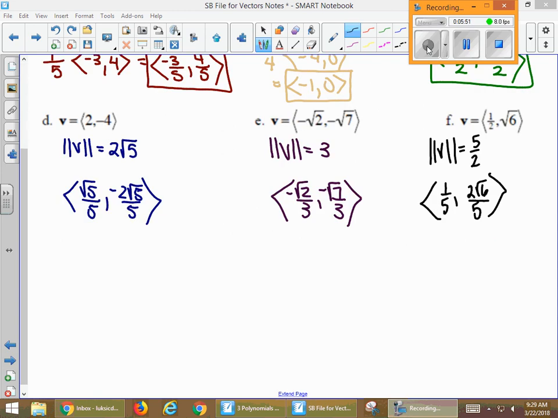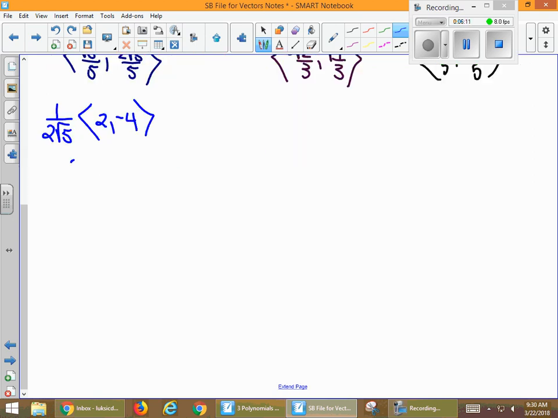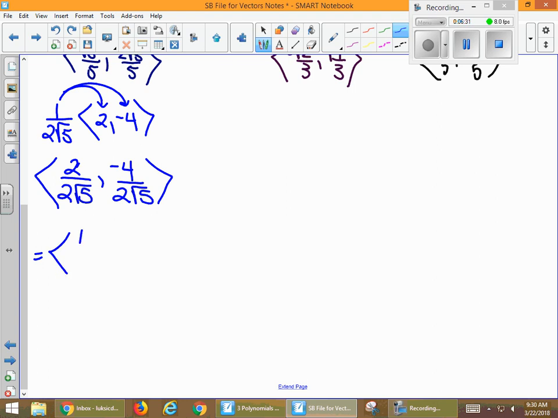All right, so this one, D. Are you okay with the magnitude on D? So we're going to do 1 over 2 radical 5 times our original vector, and that vector is 2, -4. So it'd be 2 over 2 radical 5 is my horizontal component, and then -4 over 2 radical 5 is my vertical component. And when I work that, the 2's are going to cancel, so it's going to be 1 over square root of 5.